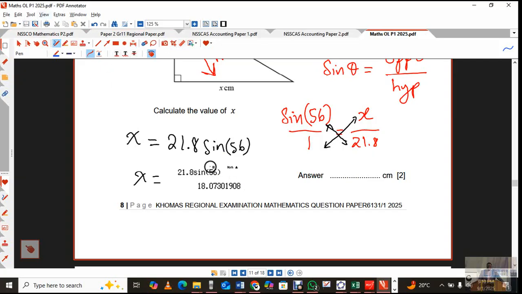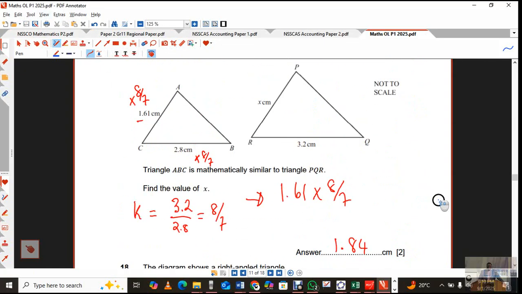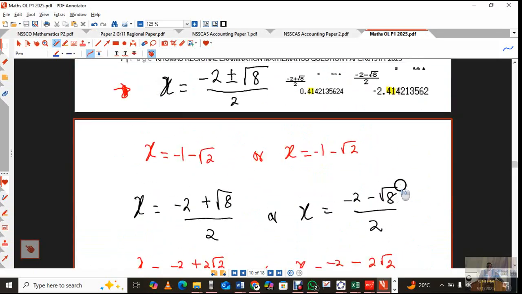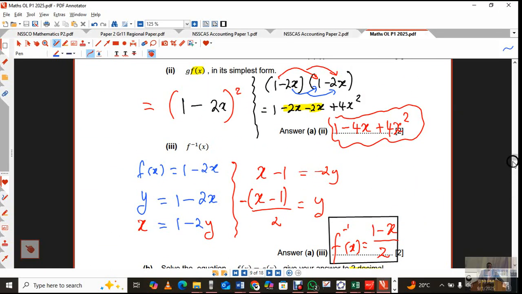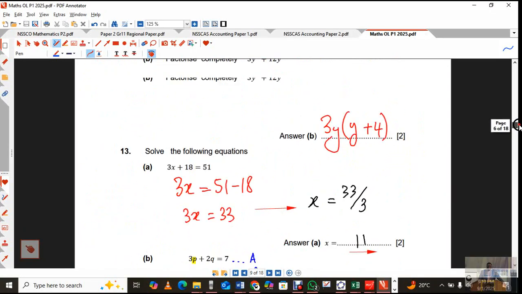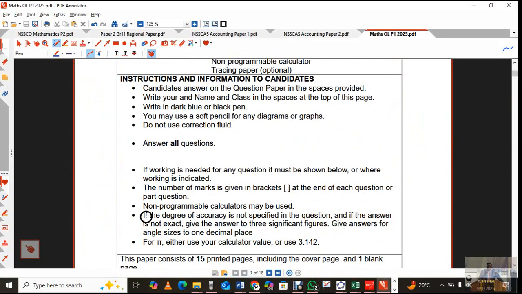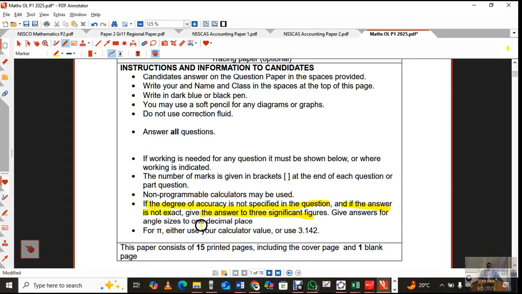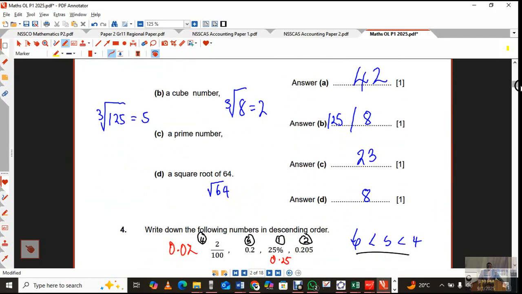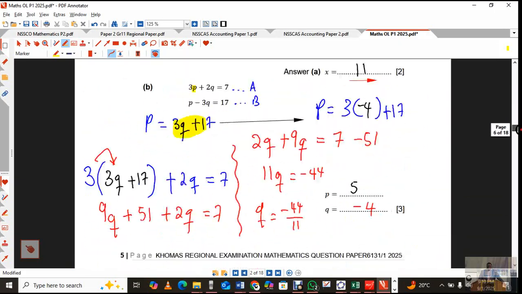So this is not an angle size, it's a distance. If the answer is not exact and it's not specified in the question, then you give your answer correct to 3 significant figures, I believe. So let's just quickly go back to our instruction. This is what I'm looking at: if the answer is not exact and the degree of accuracy is not specified in the question, then you are supposed to give your answer to 3 significant figures. If it was an angle, we would be giving it to 1 decimal. So that one has to be given to 3 SF, 3 significant figures.